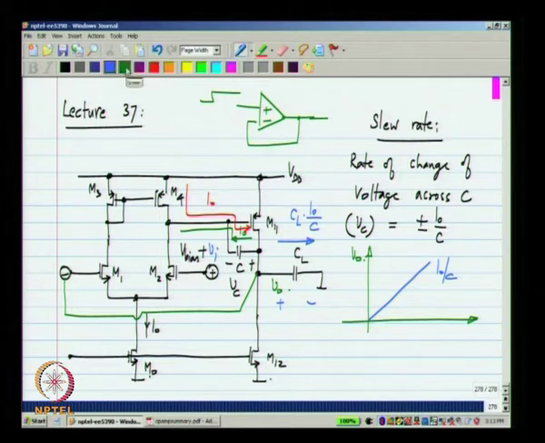Similarly, if the output voltage was reducing, if the output voltage was doing something like that with a slope of minus I naught by C, there would be a current in the other direction, but also of value CL times I naught divided by C. Now, let us examine these two cases separately.